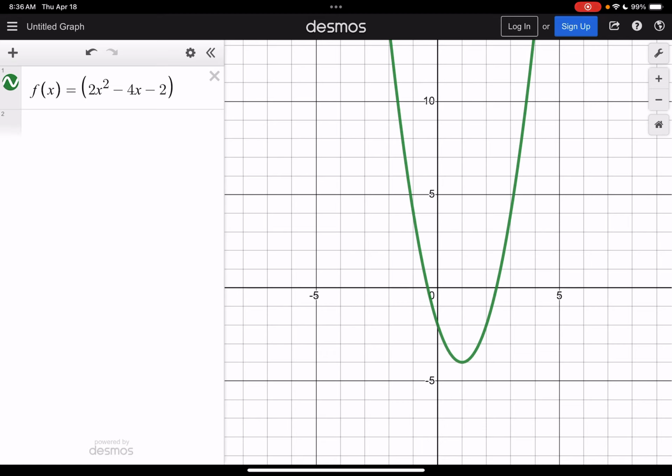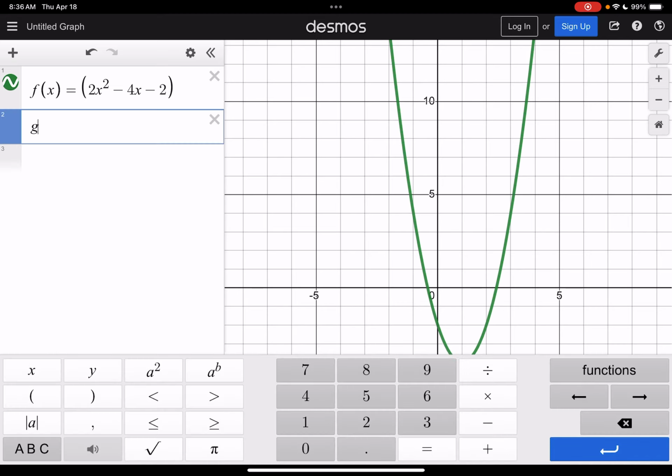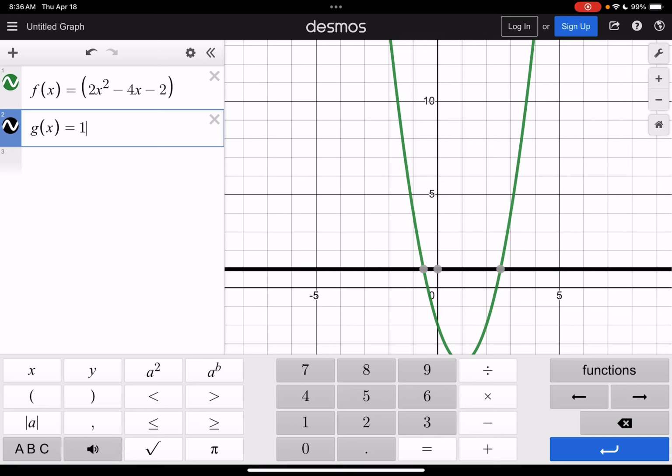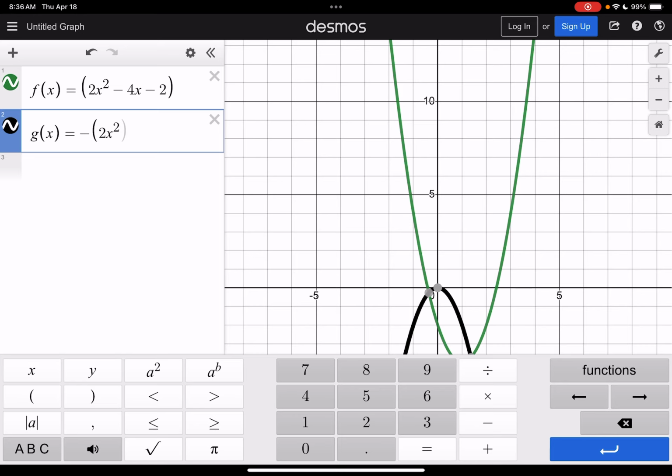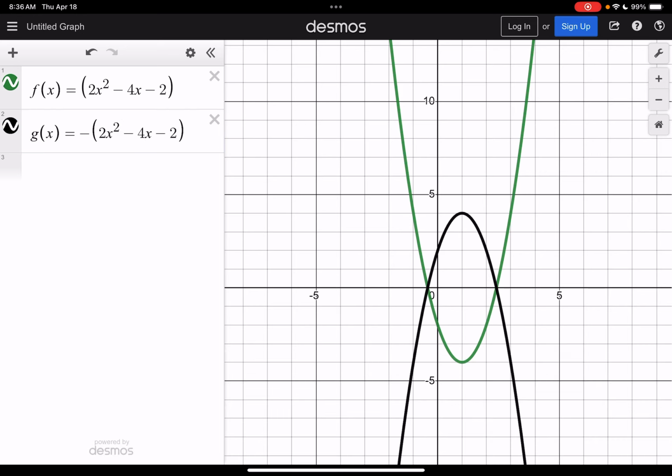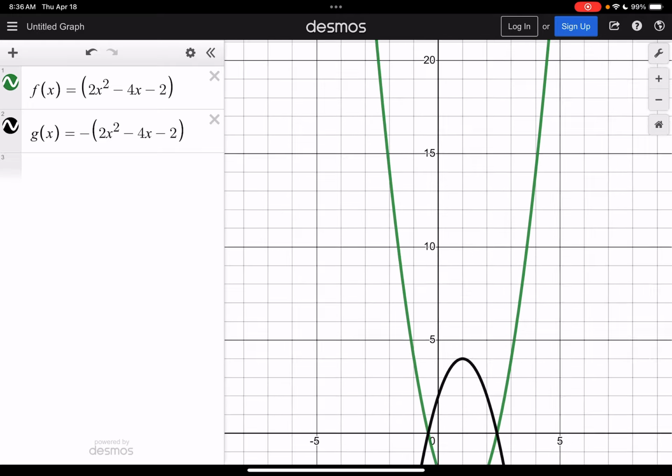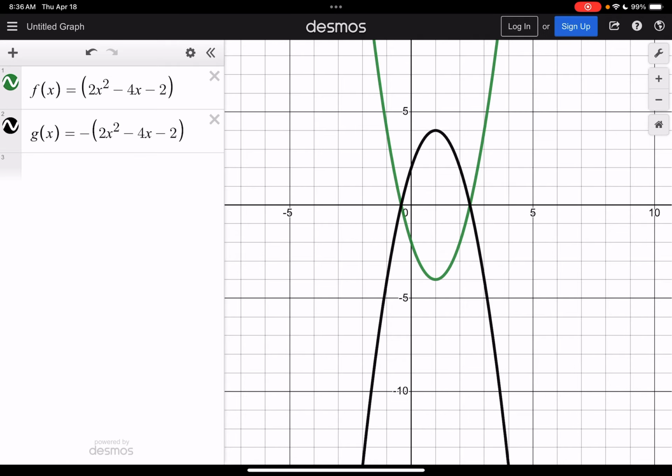We really don't need them anymore. Let's graph a new function, g of x, and let's have it be the negative of (2x squared minus 4x minus 2), so that we can see the flip. So there it is. It flipped it over. It flipped it up and down. It looks like it flipped it over the x-axis.